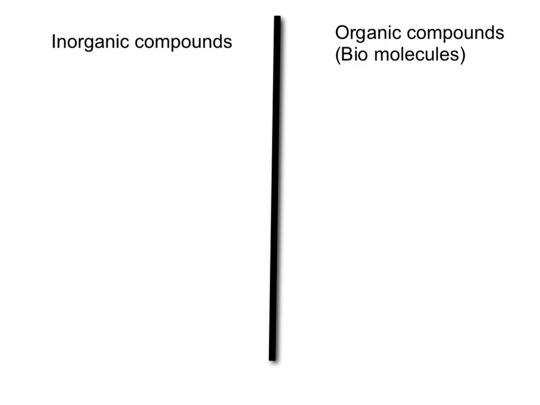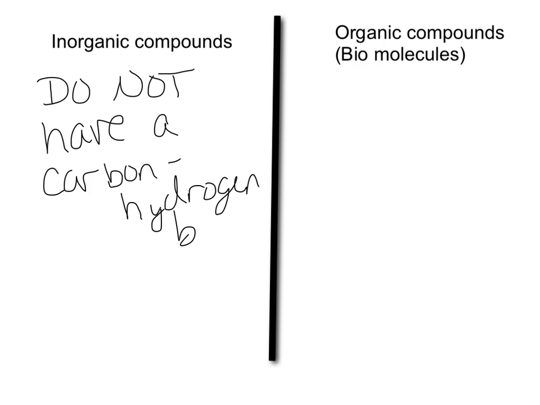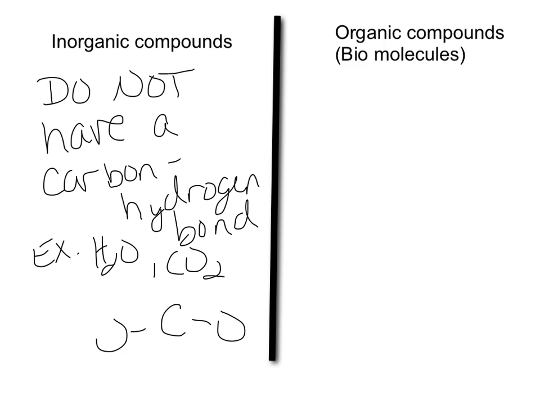What makes something an inorganic compound or an organic compound? Okay, so inorganic compounds do not have a carbon-hydrogen bond. They may have carbon in them, but that carbon is not going to be bonded to a hydrogen. For example, these would be things like water. Water doesn't have any carbon in it, so that's pretty obviously going to be an inorganic compound. Carbon dioxide is an inorganic compound. There is no carbon-hydrogen bond there. There is carbon bonded to two oxygens, but not bonded to a hydrogen. So that makes it an inorganic compound.